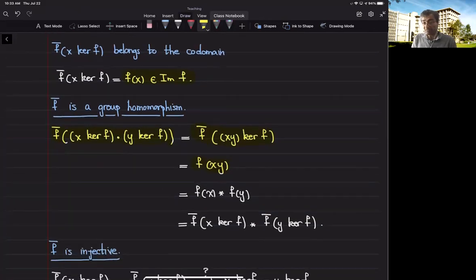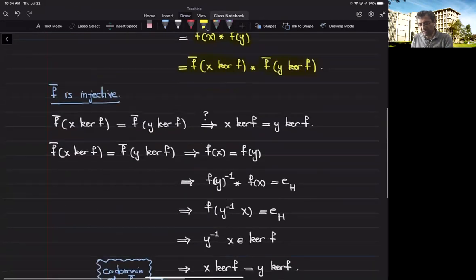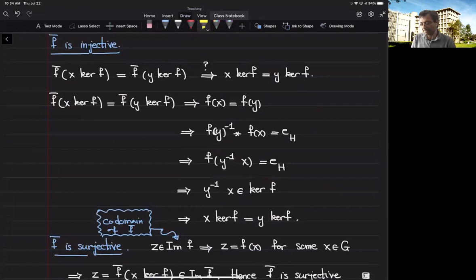Now, F is a group homomorphism. Therefore, F of xy is F of X star F of Y. But remember, F of X is F bar of this coset, and F of Y is F bar of the coset that's represented by Y. Altogether, we deduce that F bar of the product of cosets is the product of F bars, and therefore F bar is a group homomorphism.